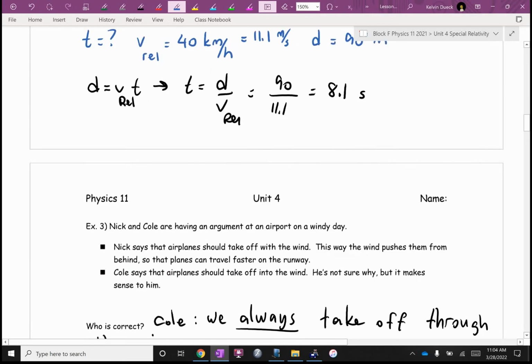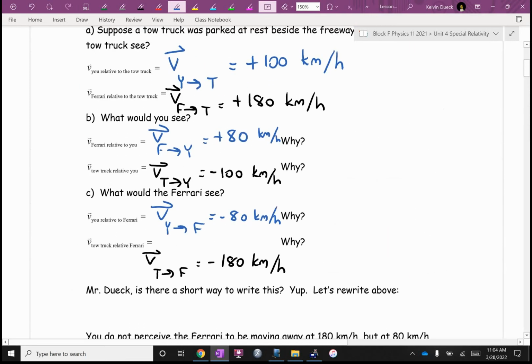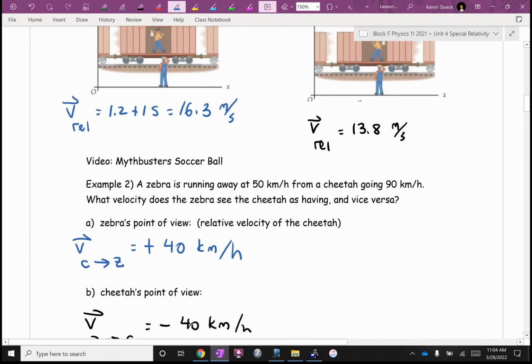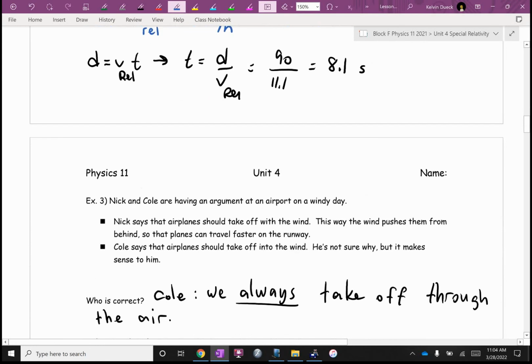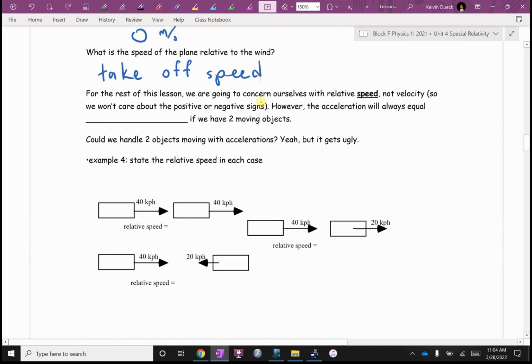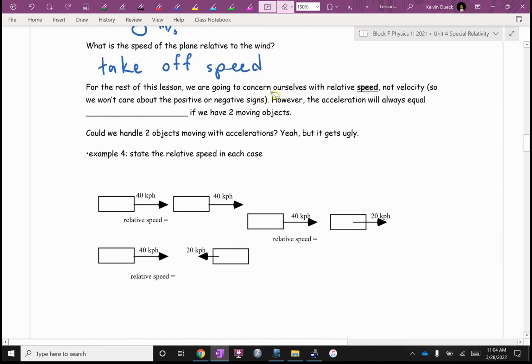Maddie, we're going to ease up a little bit. Up until now, I've been talking about velocities. I've been using negatives and positives. For the rest of this lesson, we don't care about the negative and positive. We just care about the speed, the magnitude. So don't concern yourself with whether it's traveling forwards or backwards. We're going to concern ourselves with relative speed, not velocity. However, acceleration is always going to equal zero if you see that there are two moving objects that are moving at different speeds.